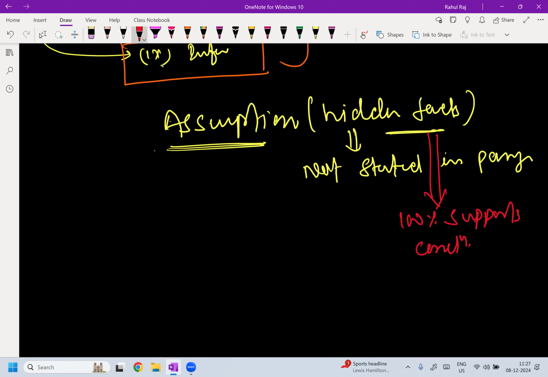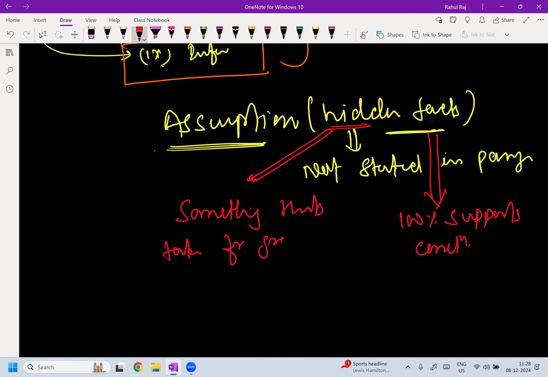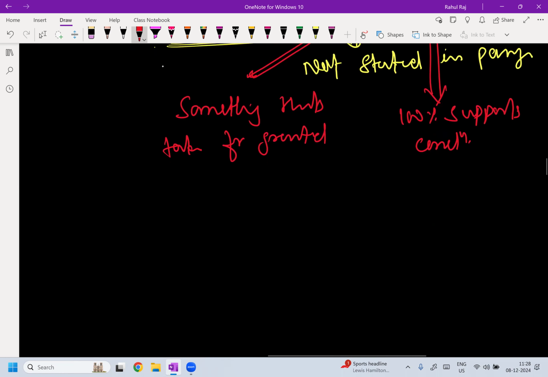Now, what exactly do you mean by this hidden fact? Hidden fact means something that's taken for granted. Something that's taken for granted. Now, what do you mean by this? Now, imagine I just told you, let me give you some other example.